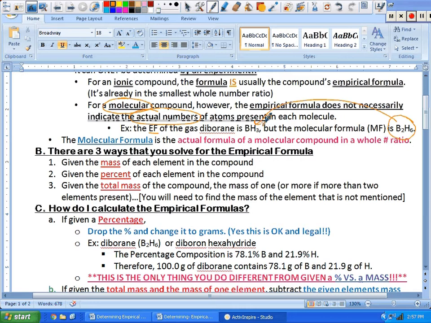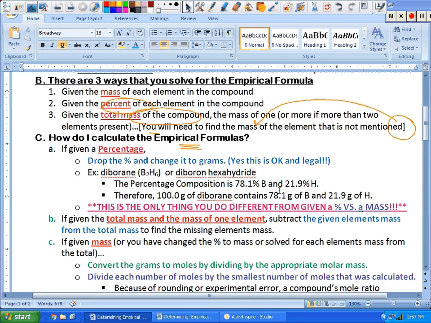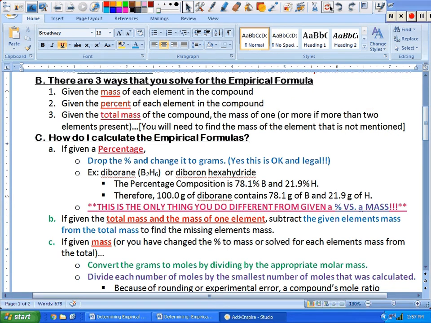Now, just to make sure we're on the same page, the molecular formula is the actual formula of a molecular compound in a whole number ratio. So remember I told you, it has to be done experimentally. There are 3 ways they can give you the data. Number 1, they can just plain out give you the mass of each element of the compound. Number 2, they can give you the percent of each element in the compound, which is what you just did on the last test, right? You calculated mass percents. Or they can give you the total mass of the entire thing, and then the mass of one or more, if there are 2 or more, and then you need to calculate the missing thing.